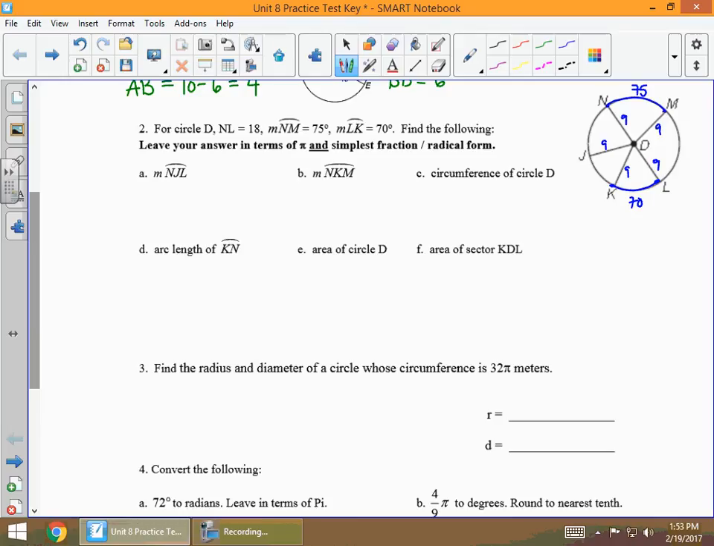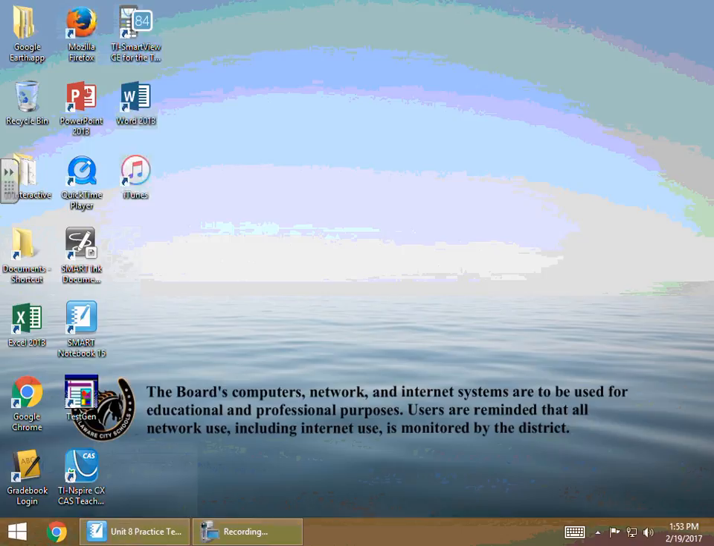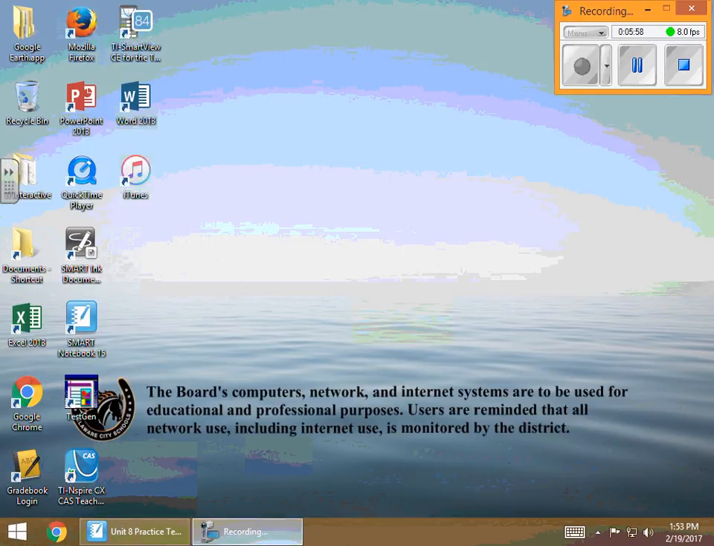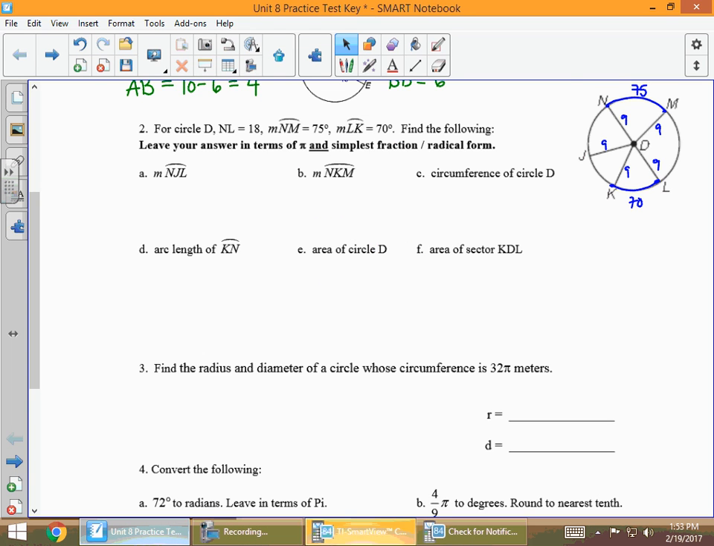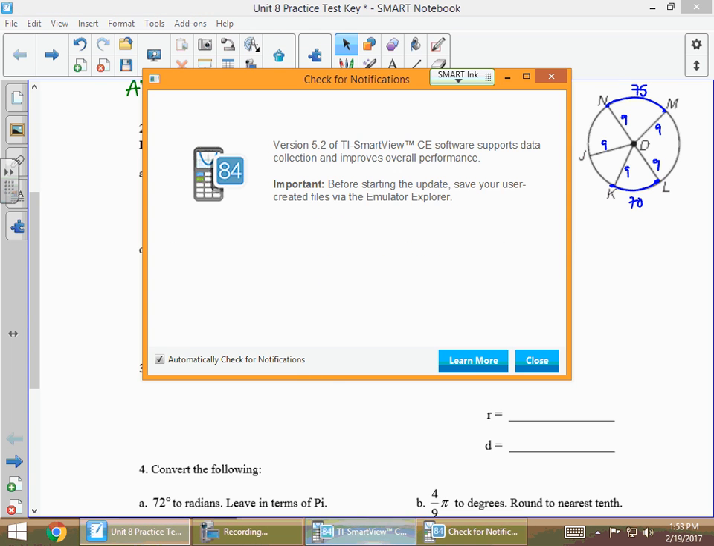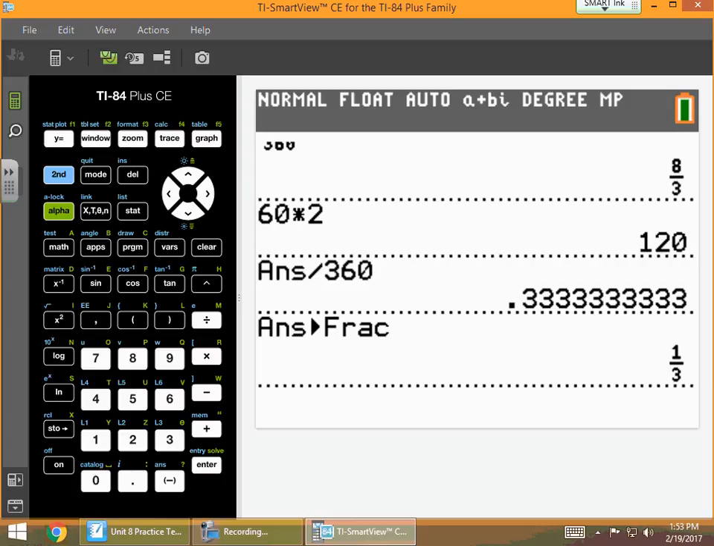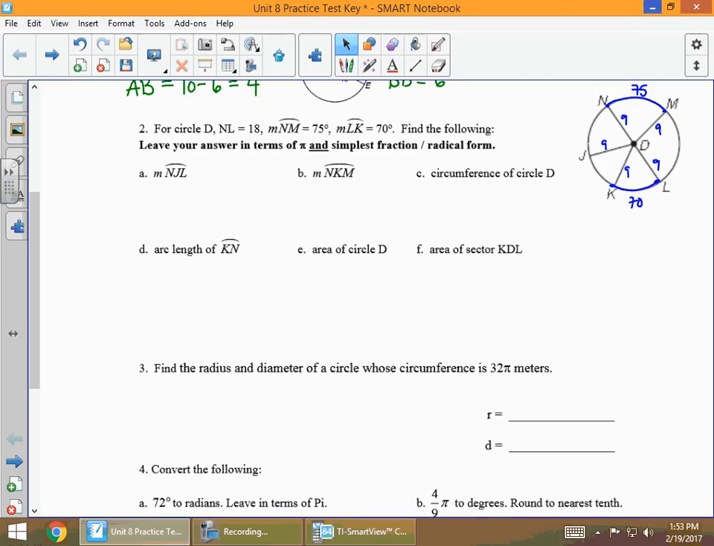And it wants us to find the following, A through F. It says leave answer in terms of pi and simplest fraction or radical form. Okay, that means I'm going to bring up my calculator here. There we go. I just want to have my calculator ready.